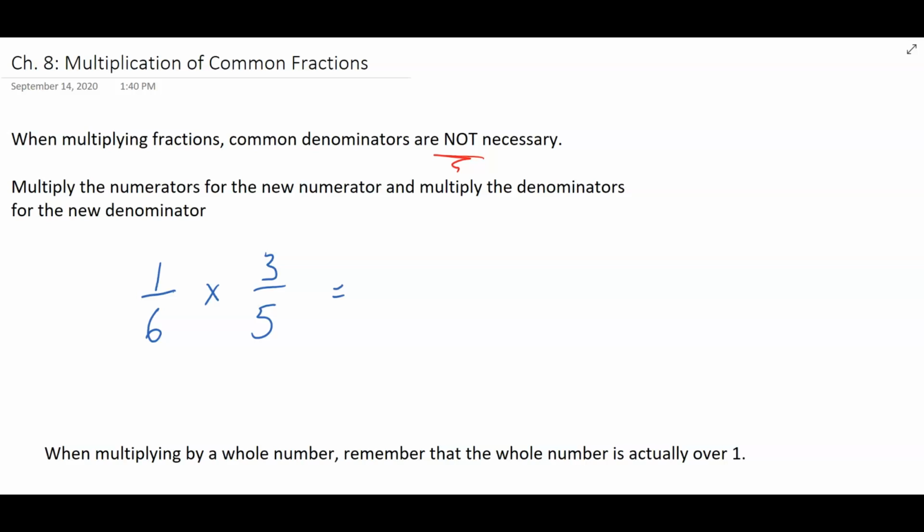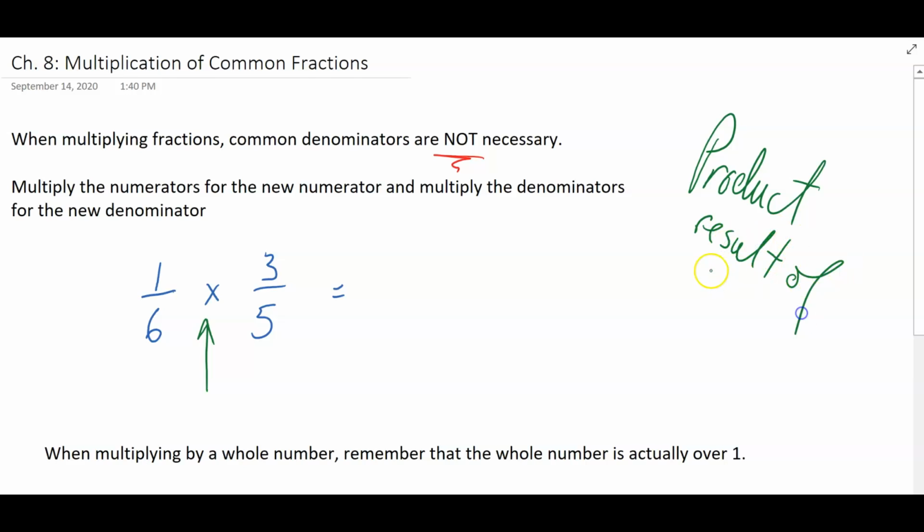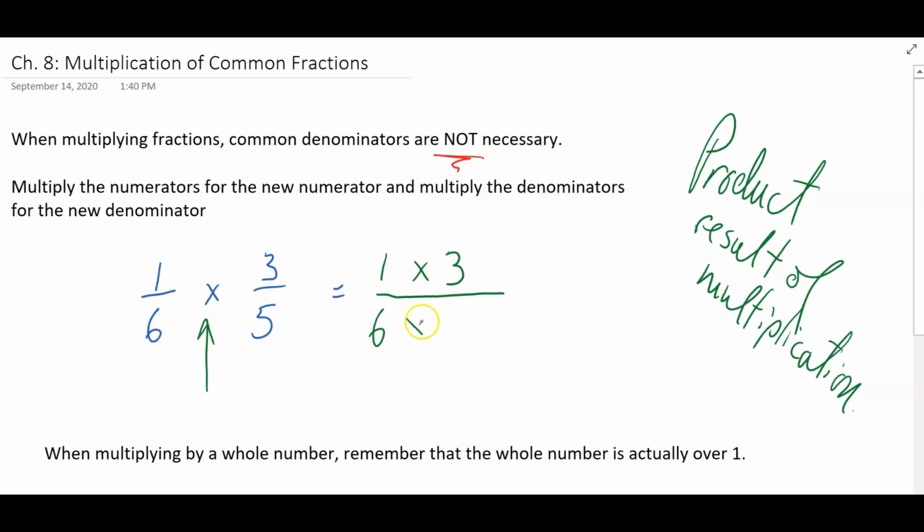So let's see how this looks. When I find the product, so product is the result of multiplication. Just a review, sum is the result of addition, difference is the result of subtraction, product is the result of multiplication. And when we are finding a product, we need to multiply the two numerators, 1 times 3, and multiply the two denominators, 6 times 5.